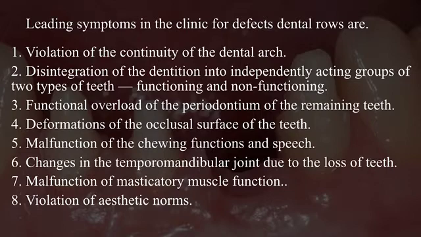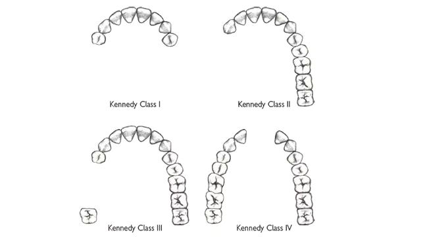Violation of the continuity of the dentition is caused by the appearance of defects. A defect in the dentition should be considered the absence of 1 to 13 teeth in it. Widespread in Western countries, Europe, America, and our country is the Kennedy classification. The author divided all the defects of the dentition into 4 main classes.